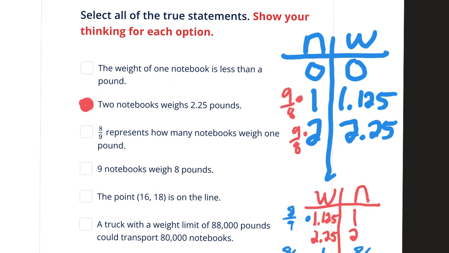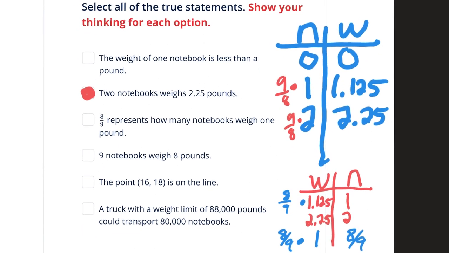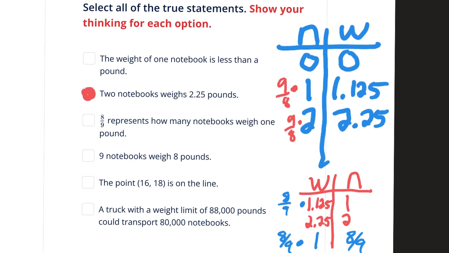All right, the next one we're going to look at is 8/9 represents how many notebooks weigh 1 pound. So when I read that, I thought, I'm going to change my table and flip it around and put my weight here in notebooks, and I'm going to come up with a weight of 1 pound. So what I did was I just transferred my values over here, and I said, what do I multiply 1 by to get this? And that's 9/8. And 9/8 multiplied by 2 is this.